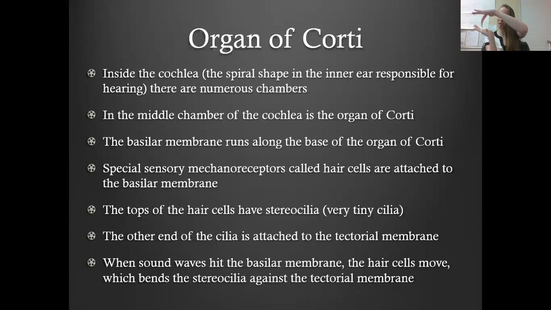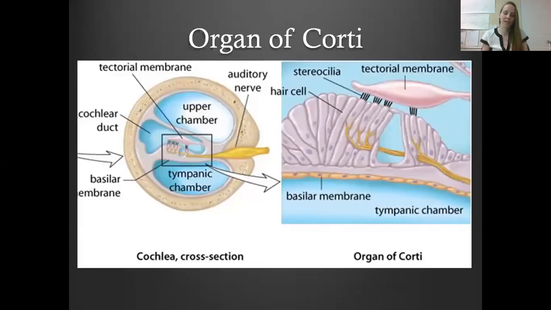So the tectorial membrane is not moving, the basilar membrane comes up and it bends the hair cell and there's stereocilia on the top of the hair cell against that tectorial membrane. It is that bending of the hair cells, or the stereocilia on the hair cells, that is going to stimulate the hair cells to depolarize and send out their impulse.